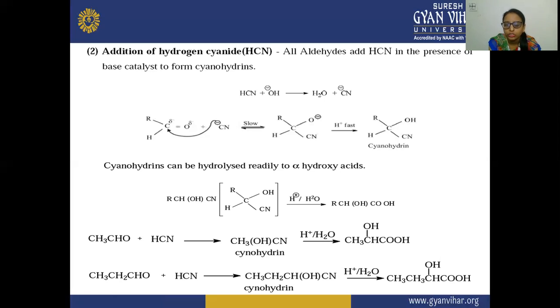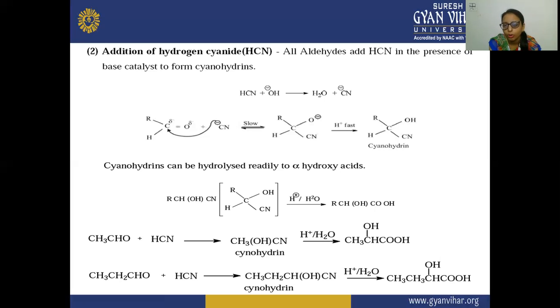So addition of hydrogen cyanide: firstly, the aldehyde is reacting with this cyanide. Firstly, the hydrocyanide is reacted with the base catalyst, and there is a formation of the water molecule, and also a formation of the cyanide, the nucleophile. After that, this nucleophile will attack this carbon atom, which is partially positive, and the oxygen is partially negative. This reaction is your slow reaction, and after that an intermediate forms.